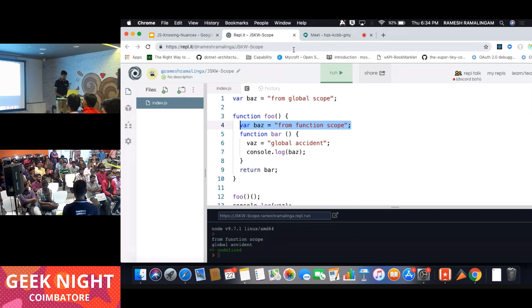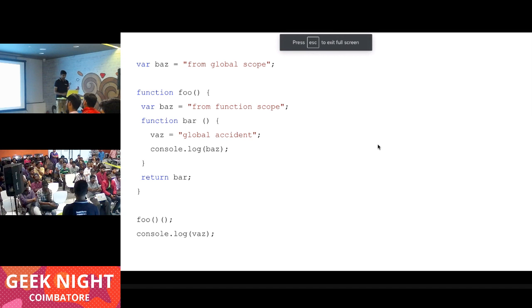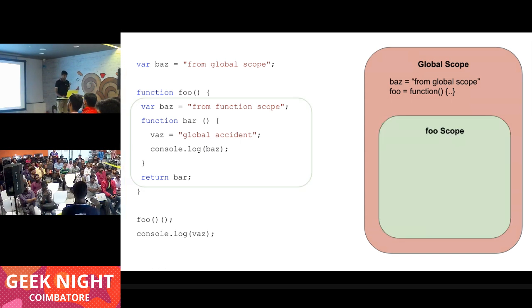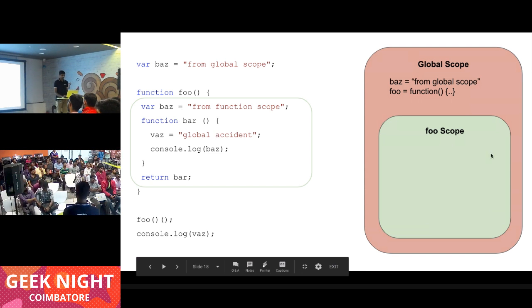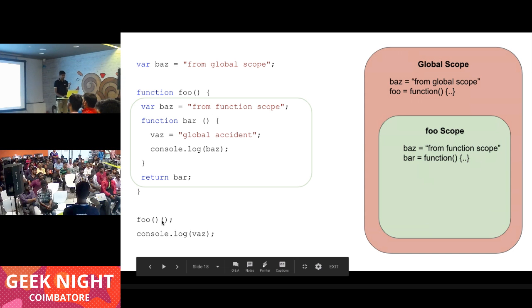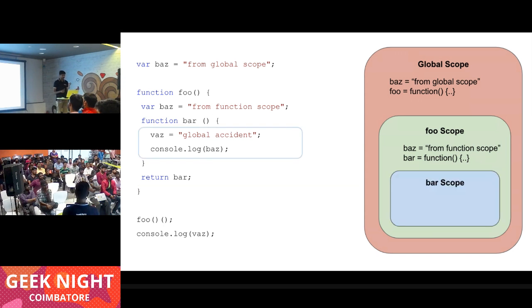I'll just explain it in pictorial format. This is the same function which we have seen in the example demo. What happens is when you're trying to run the code, it goes through and creates a global scope for you. Then it has two declarations: one is bass, and another one is function foo. They are added to the global scope, and then it tries to run the function foo. While executing function foo, it creates another scope inside the global scope, that is the foo scope. Inside that, we have a variable called bass and a function called bar. And then I'm trying to call the bar function immediately. So when we call the bar function, it creates a scope for bar.